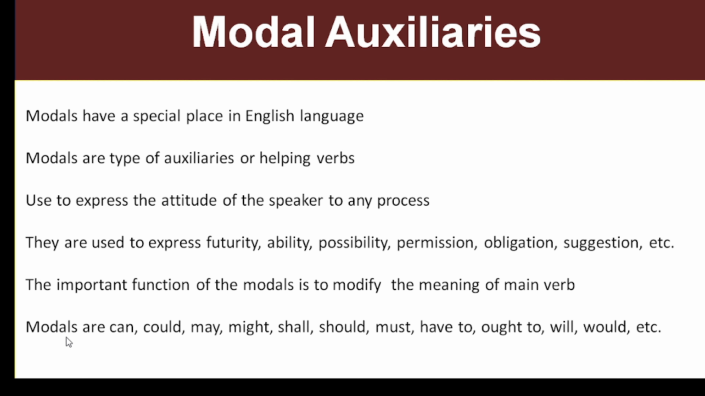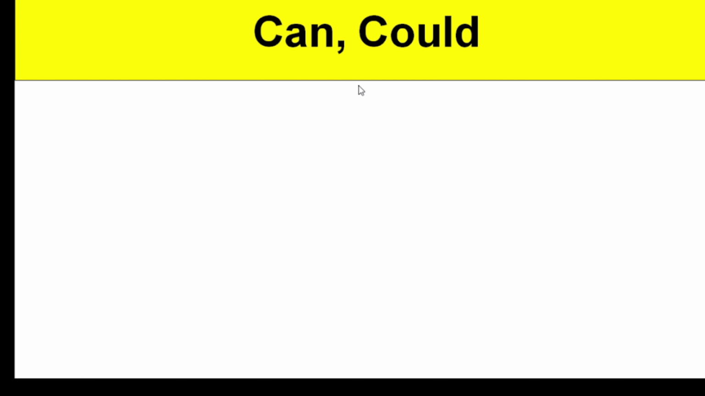So modals are can, could, may, might, shall, should, must, have to, ought to, will, would, etc. So these are all the modal auxiliaries. Look at can and could. We'll go one by one. How can and could be used in the English language. So first we'll go through can.